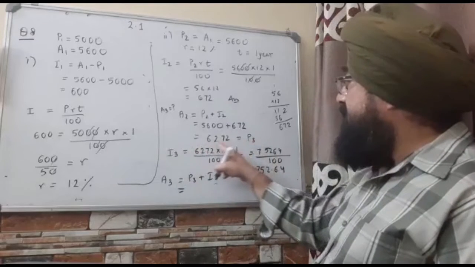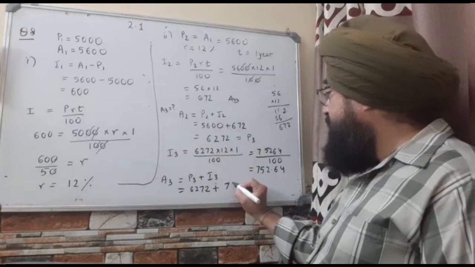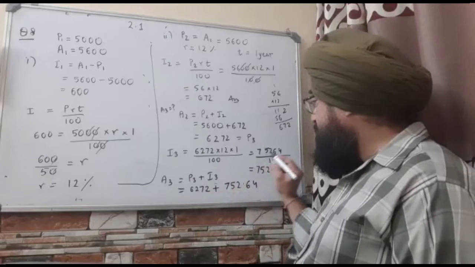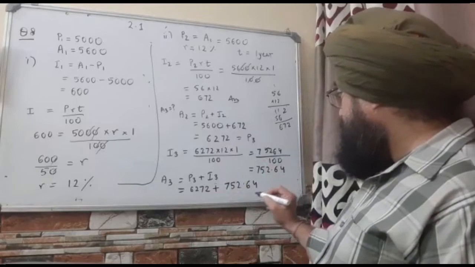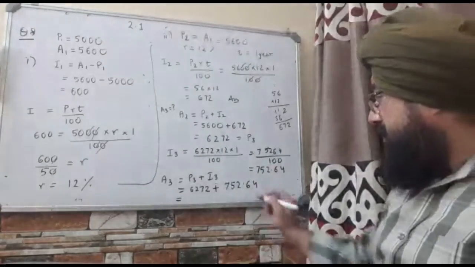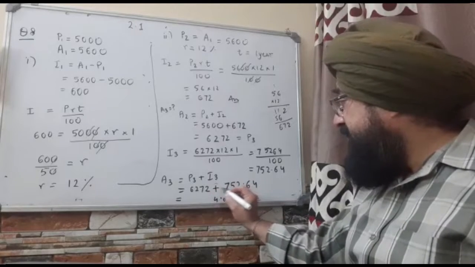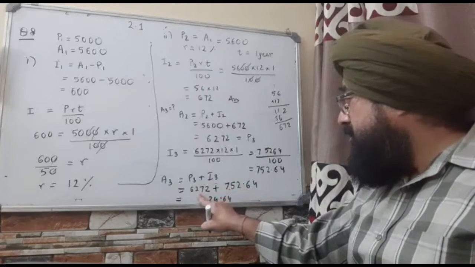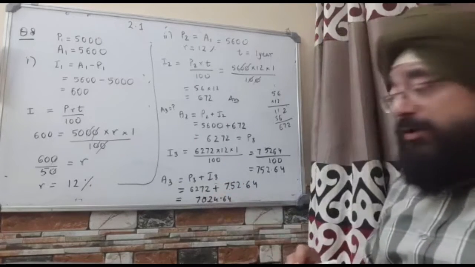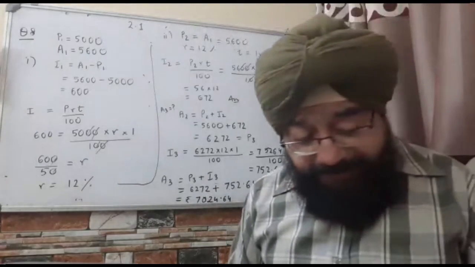P3 is 6272 plus I3, which is 752.64. And this comes out to be equal to, I'll do it here. So 0.64 for sure. 2 plus 2 is 4. 5 plus 7 is 12. Carry 1. 3 plus 7 is 10. That is 7024.64. Okay? Is that the answer at the back?